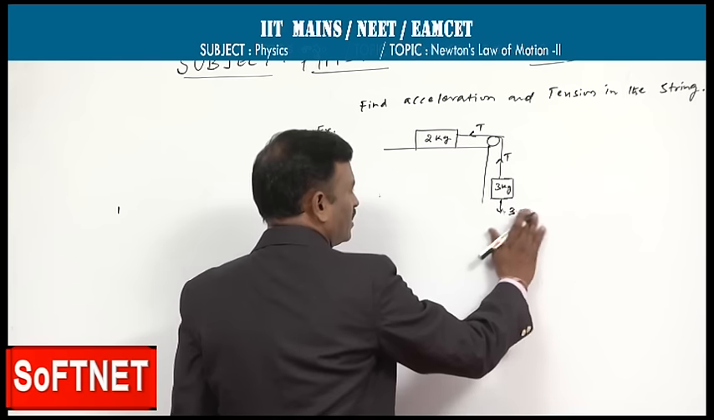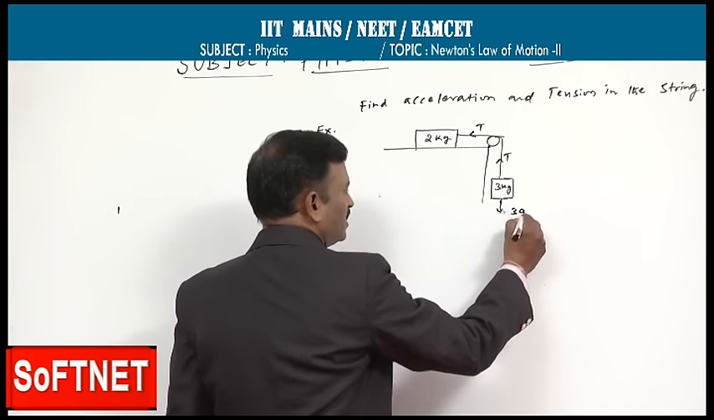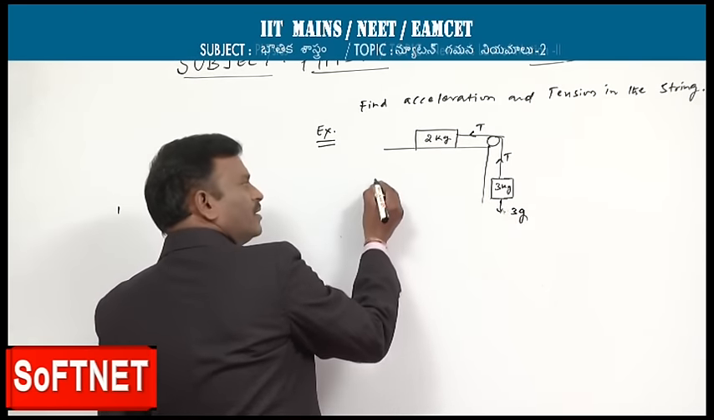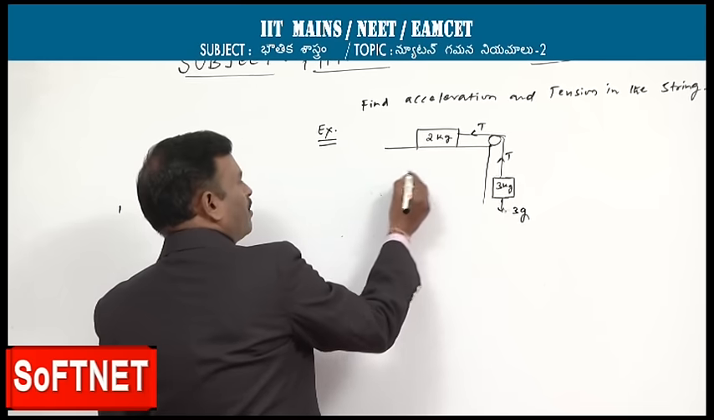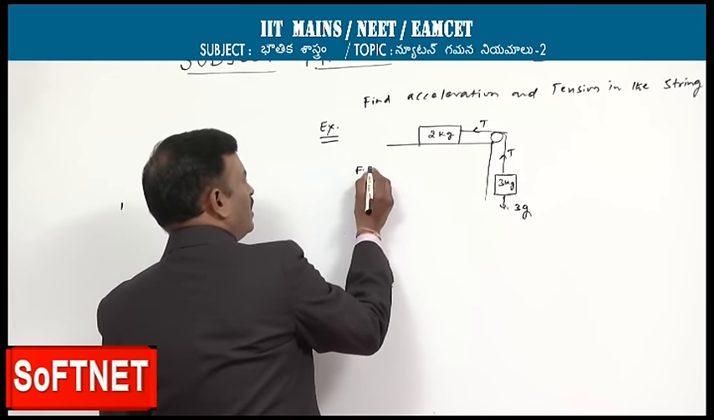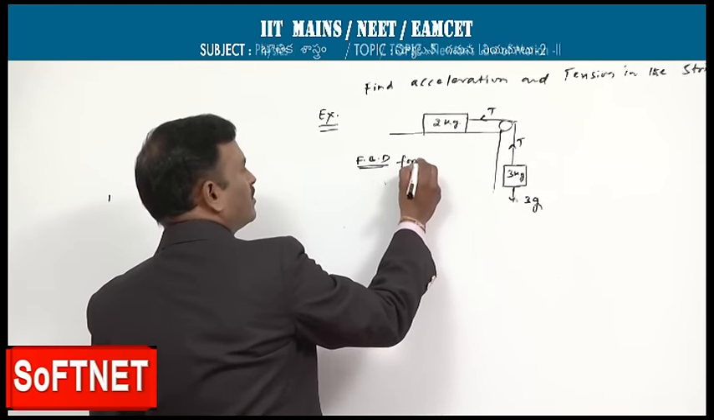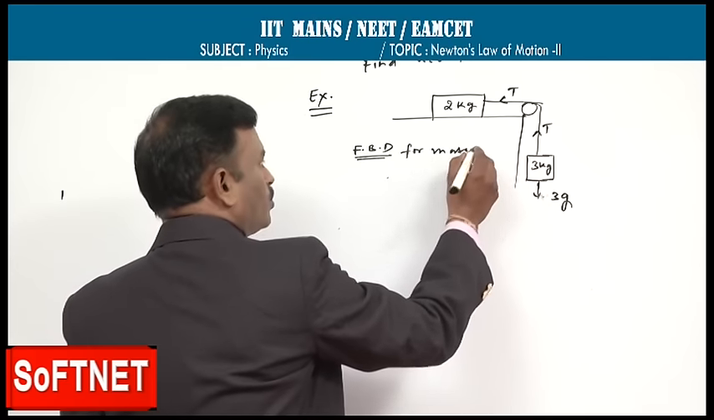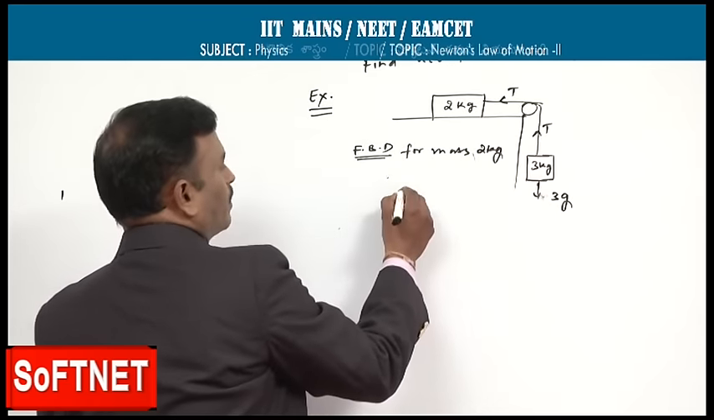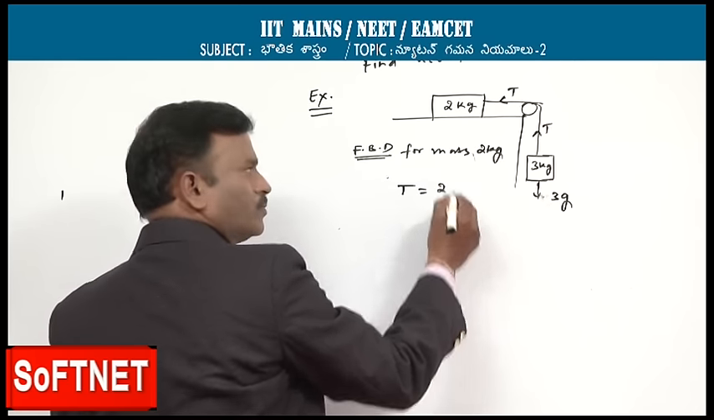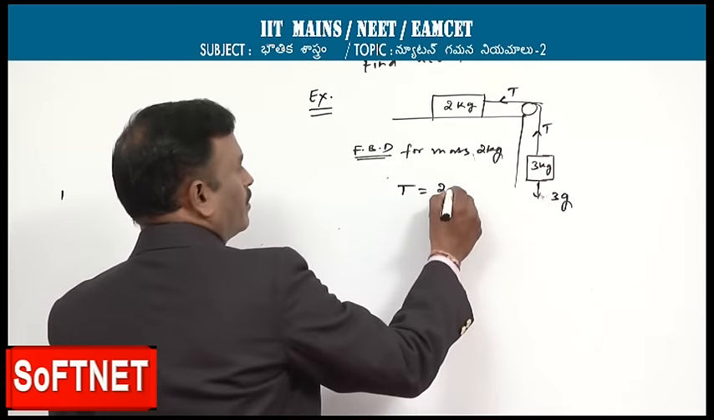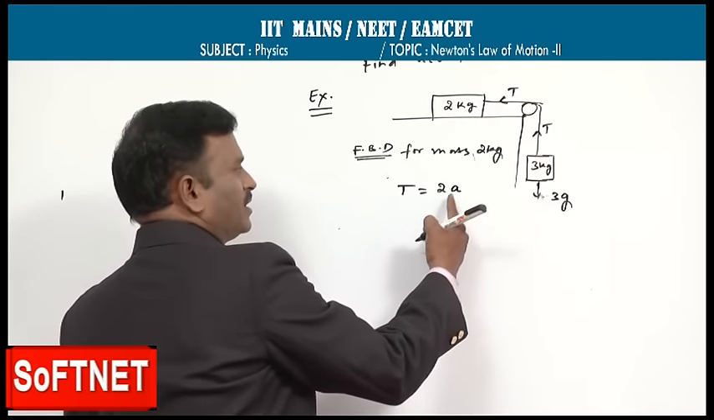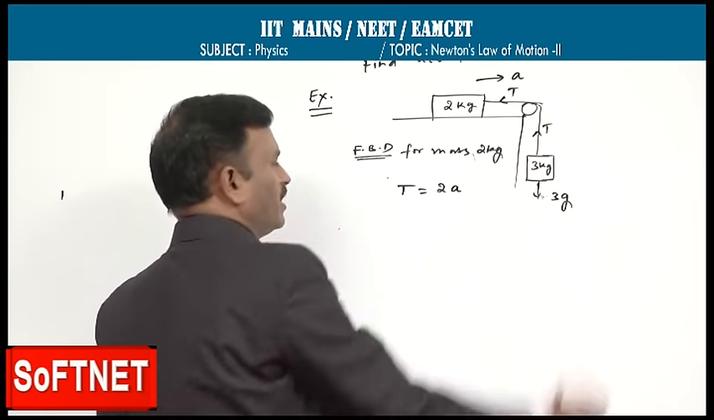3 kg means 3 kgs into 3 into g is acting here. Now let us see the free body diagram for mass 2 kg. So, T is equal to 2 into A. Actually, 2 is a 2 kg mass, A is the acceleration with which it is moving, let us assume.